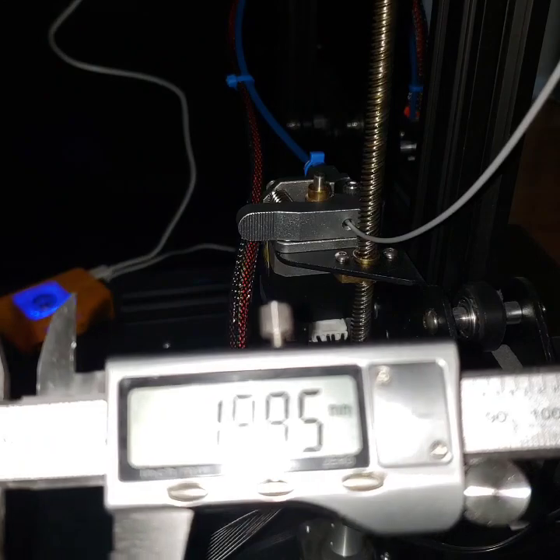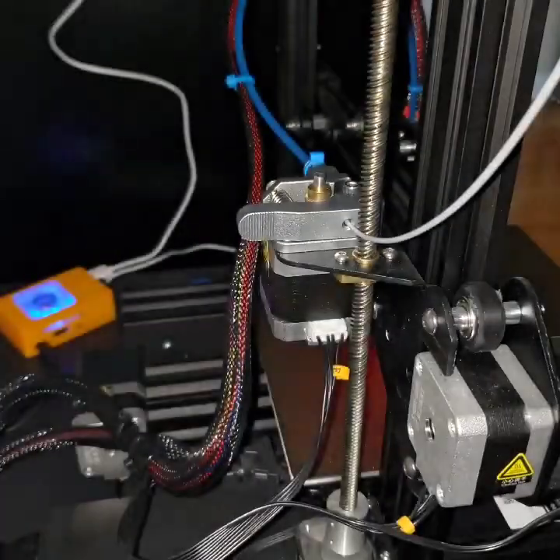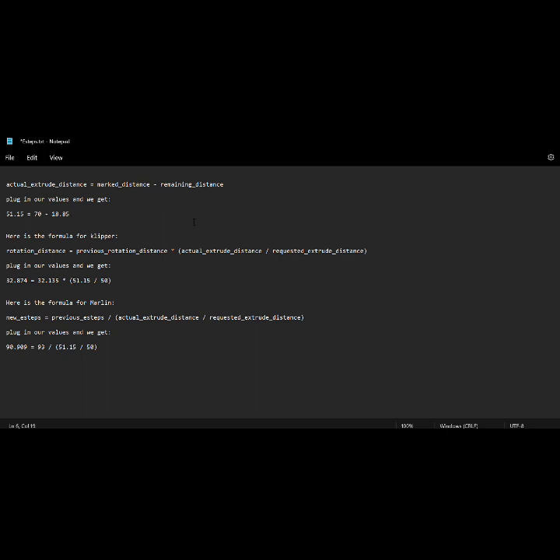These are the formulas I'll go over. For these formulas, you're going to need to know your existing steps per millimeter, or your rotational distance if you're running Klipper like I am. Just open your printer config for Klipper. Just pull that out. For me, it's 32.135. For Marlin, you can go and look under configuration, advanced, steps per millimeter. But the first thing we need to do is figure out how much we extruded. To do that, we just take our mark distance and subtract our remaining distance. That'll give us our actual extrude distance. For me, it's 51.15. And I'll put these formulas in the description.